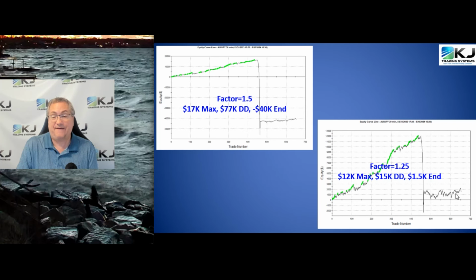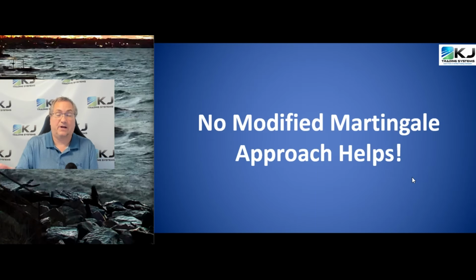And if you could survive that, even with it going negative for a while, you could end up with a little bit of money. But in this case, it would have been better just to trade one contract the whole time. So the conclusion here, at least with this strategy, is we already know the standard martingale didn't work. Well, the modified martingale didn't really help you.